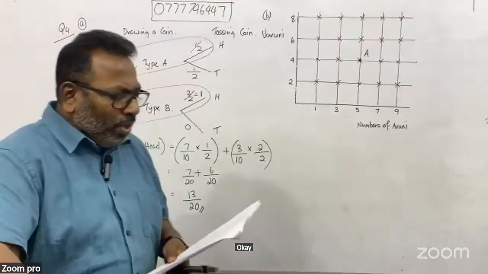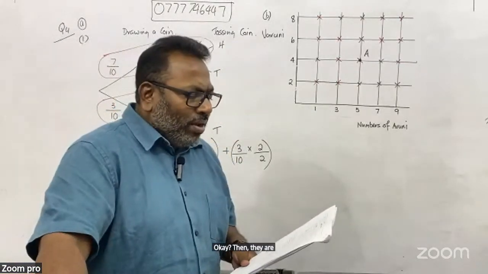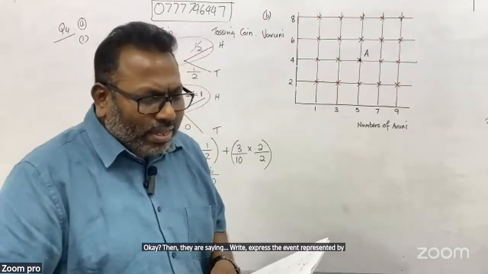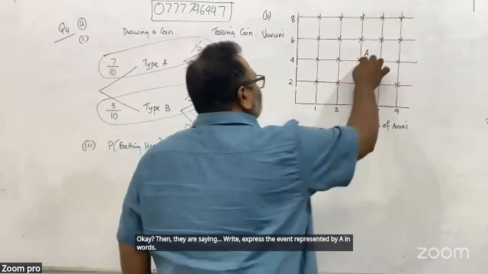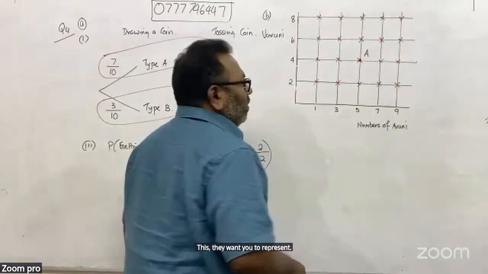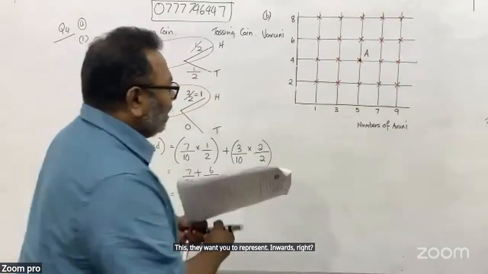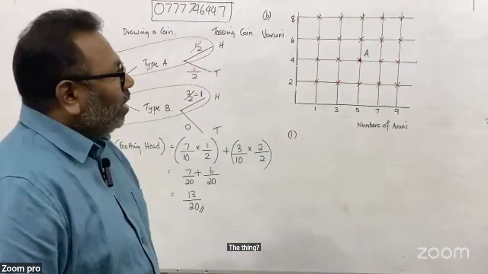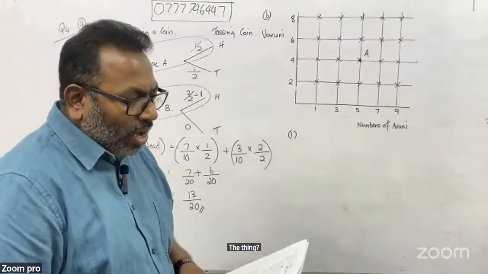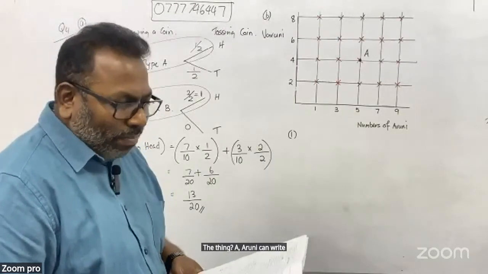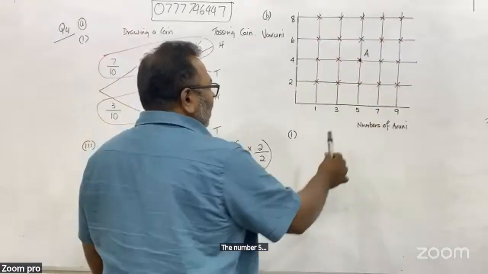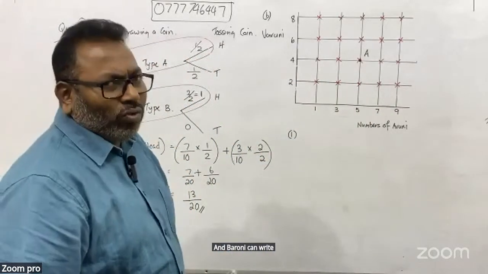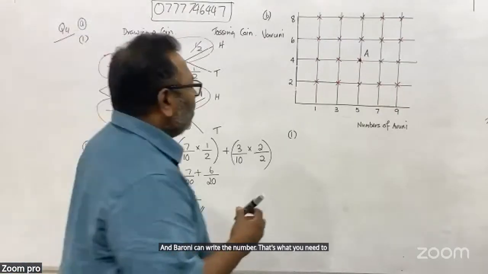Okay. Then they are saying, express the event represented by A in words. This they want you to represent in words. Right? So what is that? What are they trying to say over here? They are saying A: Aruni can write the number 5 and Varuni can write the number 4. That's what you need to express.